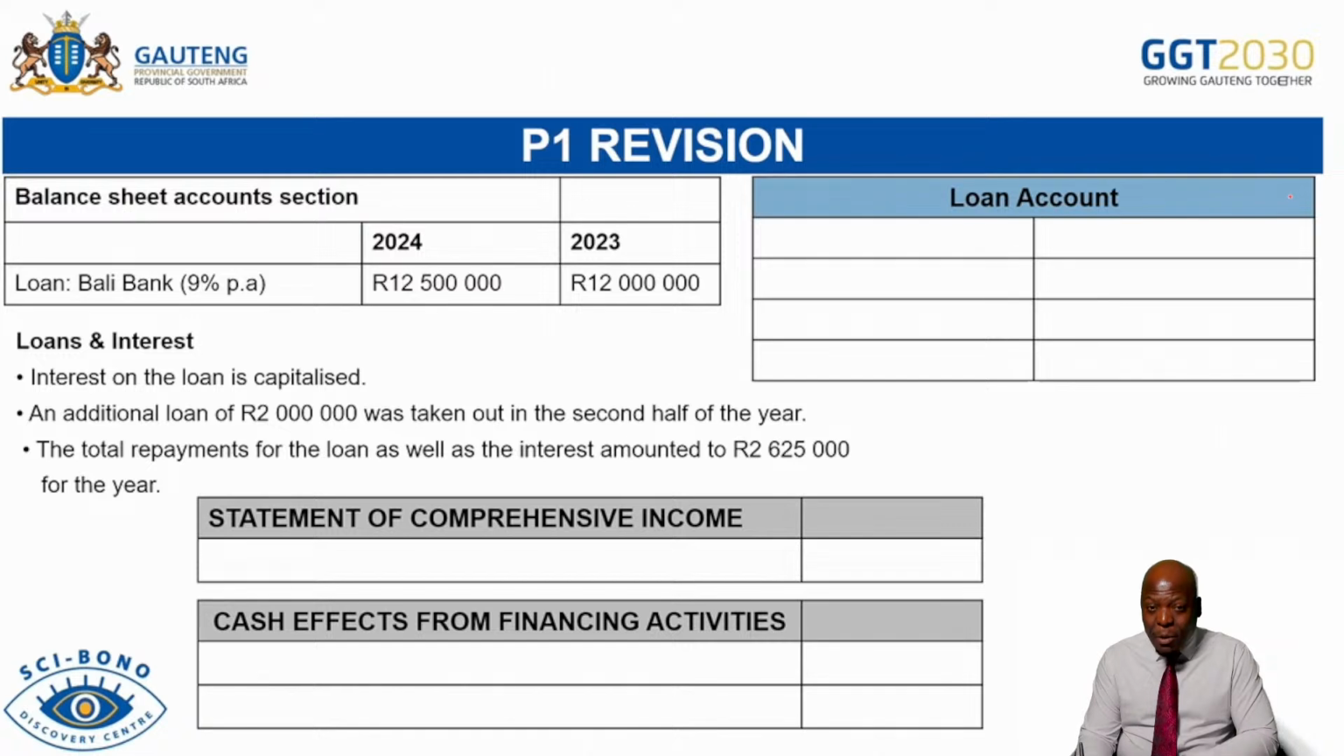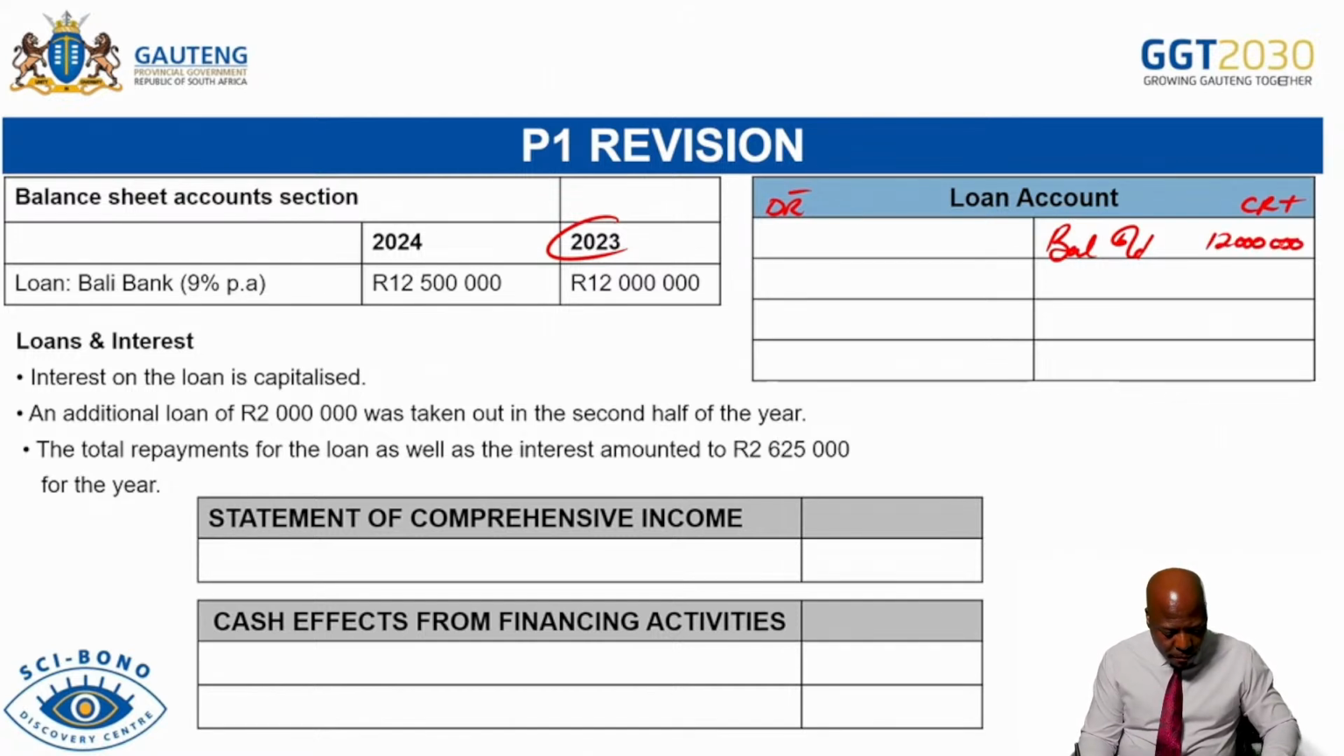So here's my loan account. I know it's a liability, so on the credit side it will increase, and on the debit side it will decrease. I'll start with my loan in 2023. I'll say my balance brought down, that is going to give me 12 million over here.